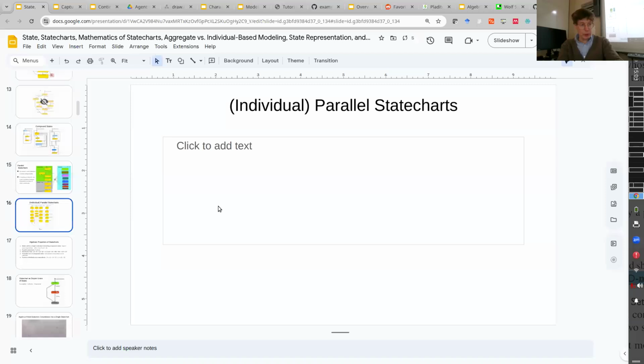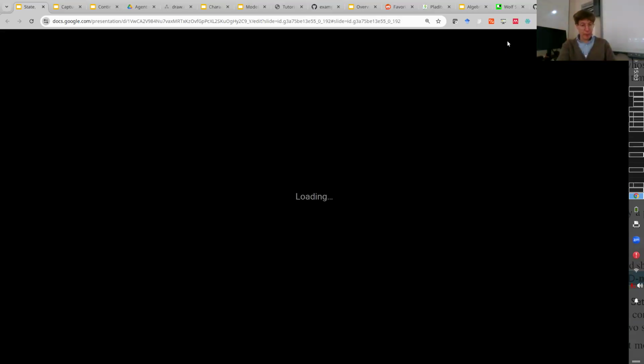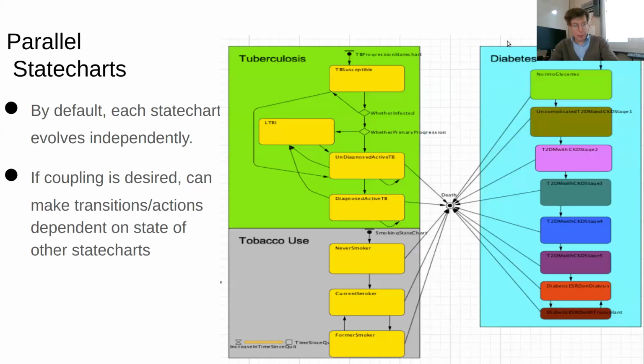I was trying to move that so more was visible, but I failed. And this is giving me a bit of trouble.